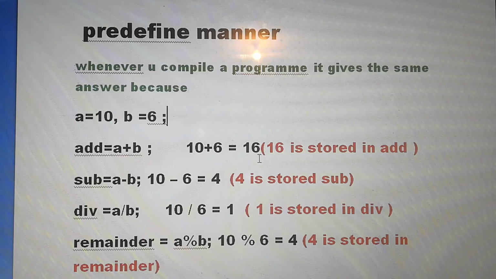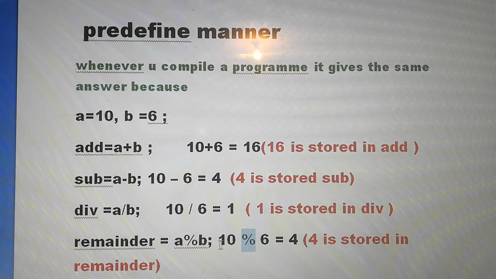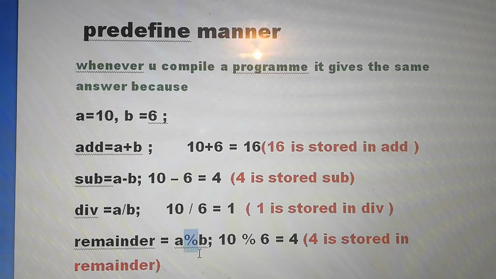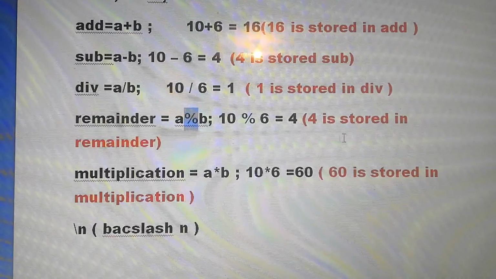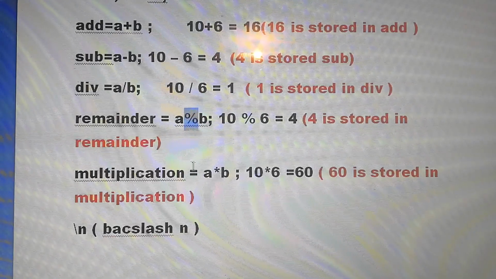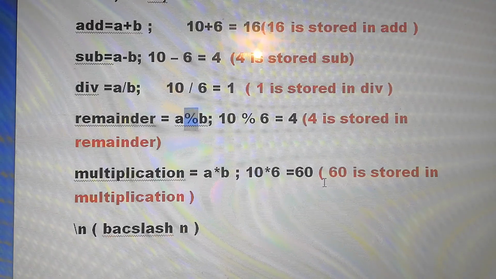So it stores 16 in add, 4 in the sub variable, 1 in the division variable, and 4 in the remainder variable. Here the percentage sign represents the remainder. Percentage is also known as the modulus in computer programming. And in multiplication it will store the answer 60.